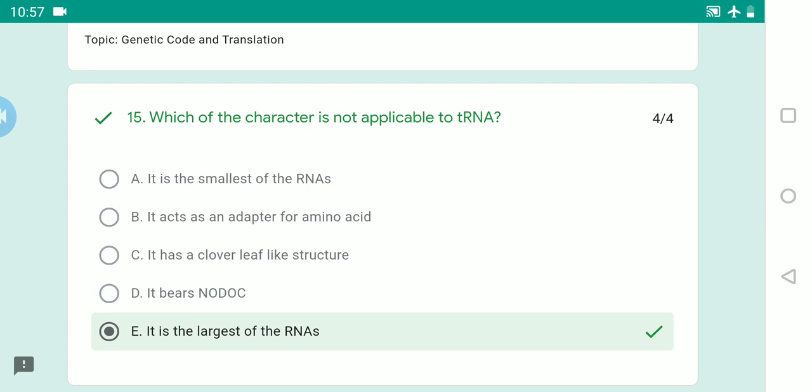So next question. This is also related to the genetic code and translation. Which of the characters is not applicable for transfer RNA? See here they asked, not applicable. Out of these 5 statements, only one is not applicable and the remaining are all applicable. Let me read one by one. Option A, it is the smallest of the RNAs, it's correct, it is applicable. It acts as an adapter for amino acid. tRNA acts as an adapter molecule, right? Yes, it is applicable. And it has a cloverleaf-like structure, it is applicable. It bears an anticodon, yes, it is also applicable. It is the largest of RNAs, no, it is the smallest of RNAs. So that's why option E is the right option, the not applicable statement with respect to the tRNA.